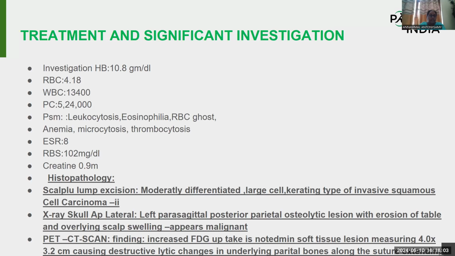A further investigation done for him was histopathology. It was done outside. He has brought the report to us. Scalp lesion excision was done nearby in the city. That showed moderately differentiated large cell keratin type of invasive squamous cell carcinoma grade 2. X-ray of skull AP view showed left parasagittal posterior parietal osteolytic lesion with erosion of table and overlying scalp swelling, appears malignant.